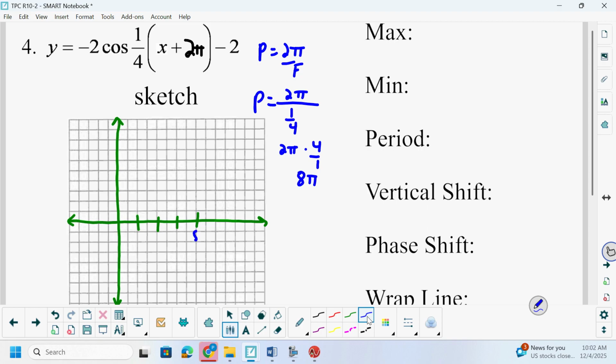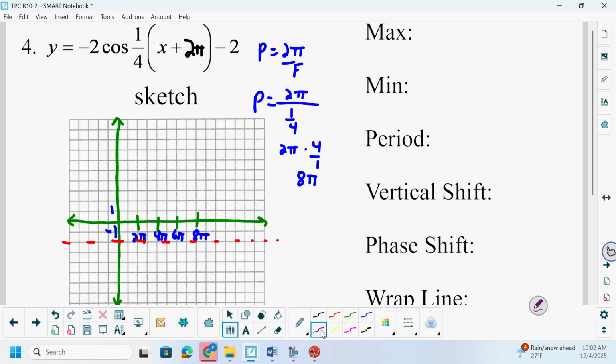So 8 pi will be our 4th tick mark. Halfway there will be 4 pi. Half of that is 2 pi. And now count by 2 pi's to get the third one. 2 pi, 4 pi, 6 pi for this one. We need to make sure we label some type of scale on our y-axis. We'll just go by ones. Our wrap line, we're at -2. So let's put a dotted line in at -2.